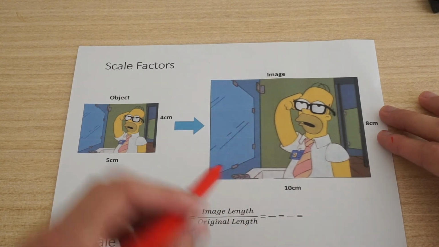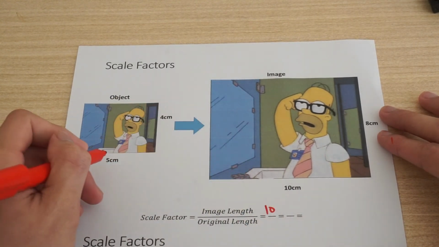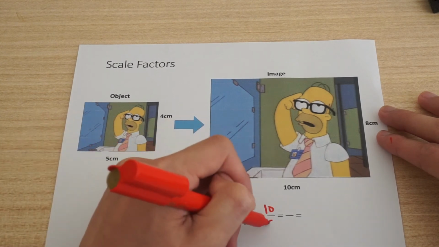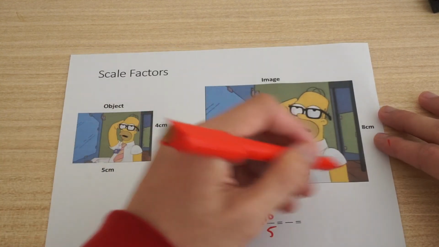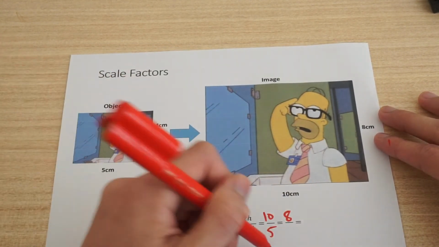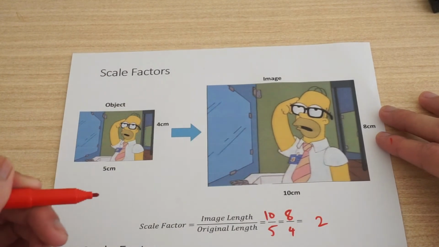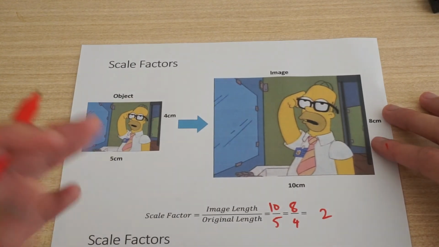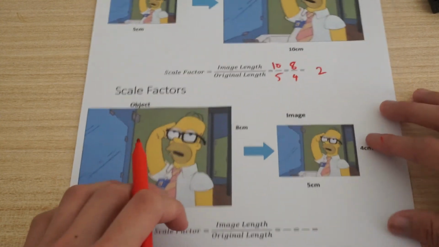In order to find the scale factor, I can compare my image lengths. So I've got 10, and my matching object length is 5. And on the side here I've got 8, and on the side here I've got 4, and that will give me 2. So it's been enlarged by a scale factor of 2.